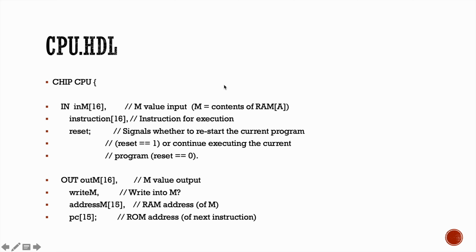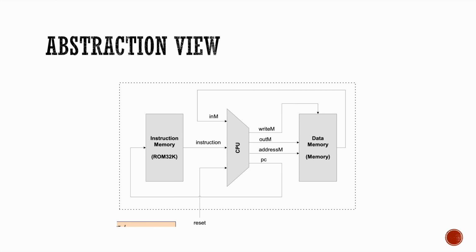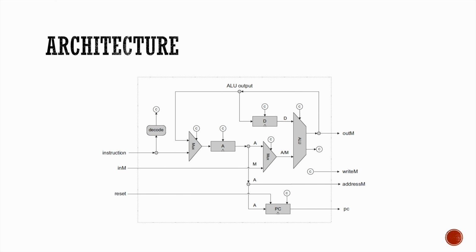Now, before we move on to the HDL code, let's look a little bit into the architecture, just to understand how each logic gate works first, and then we'll get straight into the HDL code and explain it line by line. So let's look into each logic gate.